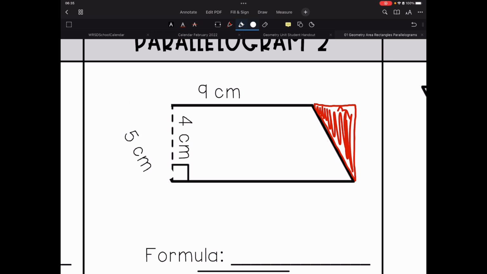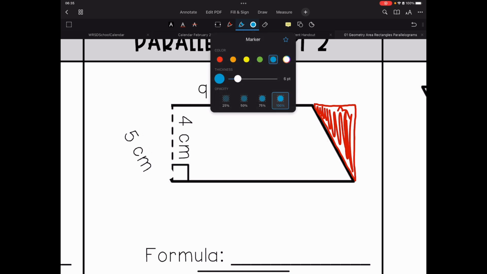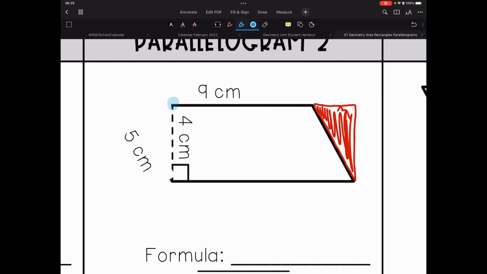I've now made a rectangle. So if I take that angled side off and I was to shift it over to the other end, I've now made a rectangle out of that shape. So that's why we can use that formula for a rectangle with a parallelogram.